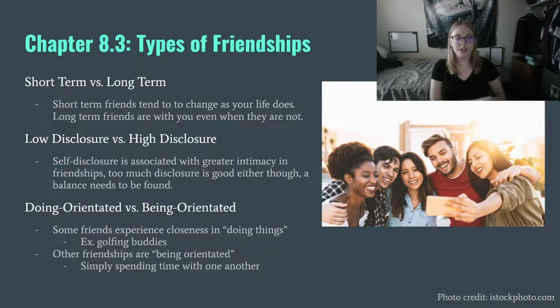And then doing orientated versus being orientated can get a little bit confusing, but as long as you remember doing versus being, it should be okay. Doing orientated is a friendship where you experience closeness in doing things. Say I have a friend who loves to go golfing and I love to go golfing and we bonded over going golfing. We're not going to do something unrelated to golfing, so we are doing orientated friends. I would be like, hey, do you want to go golf with me? And then being orientated is those friends where you can just text them any time of the day and go, hey, did you want to go get coffee or something?